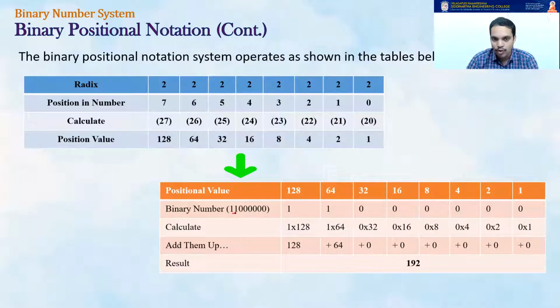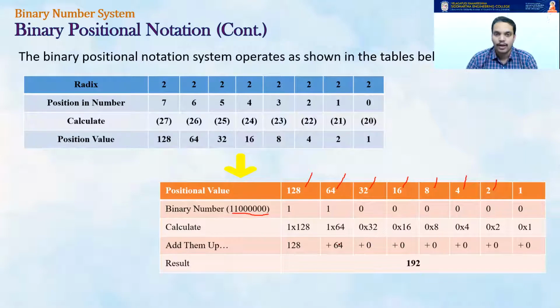Now, to find the decimal equivalent of these 8 bits, I simply write them down in a table and write the positional reference of powers of 2: 2 power 0, 2 square, 2 cube, 2 power 4, 2 power 5, 2 power 6, 2 power 7. The highest value is 128. There is a 1 in the 128 position, so 128 into 1. There is a 1 in the 64 position, so 64 into 1. The rest are all zeros. So 128 plus 64 plus all zeros gives me 192.